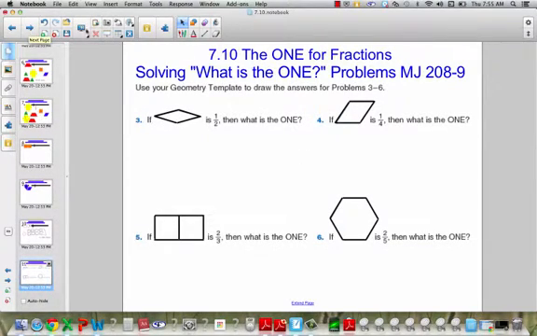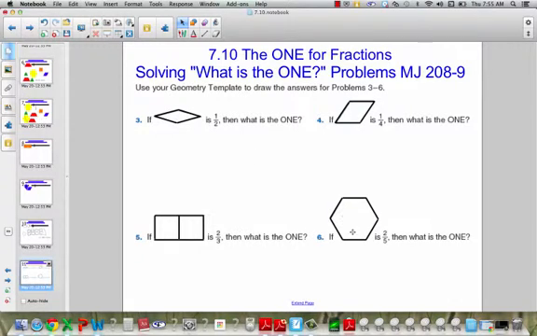You're going to work on page 208 and 209 in your math journal. You may use pattern blocks if you'd like to solve these problems and trace them on this page. Let's try this one together. If this rhombus is a half, how many rhombuses would I need to make the 1? Now, I would need 1 of these, and then I would need 1 more.